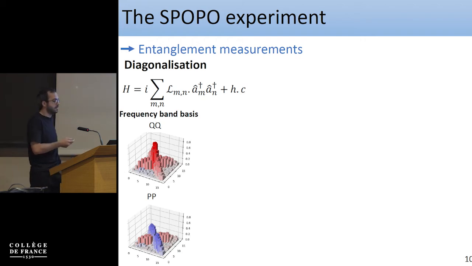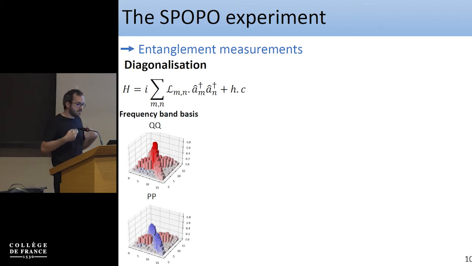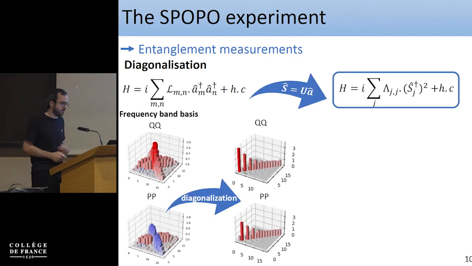For this Hamiltonian, we are also in the frequency band basis with m and n. So basically, if we diagonalize this Hamiltonian with this matrix, we get this Hamiltonian. You can recognize a superposition of Hamiltonians of squeezed states. In the matrix, what we see here is that we have a new basis where you have no correlation, and here we have some terms on the diagonal.